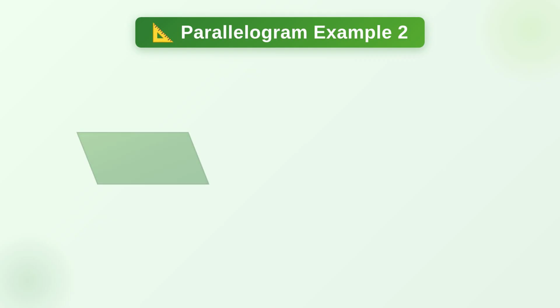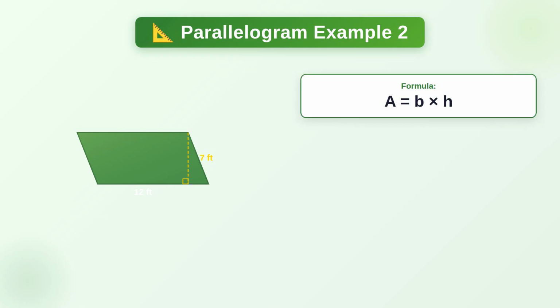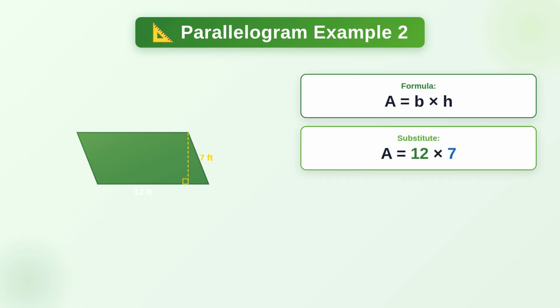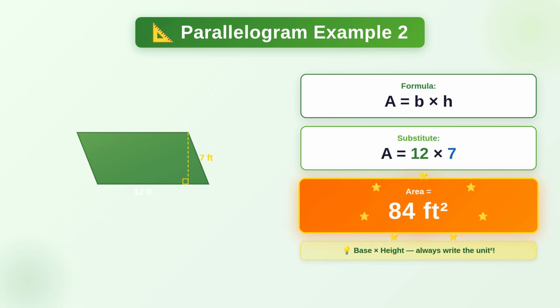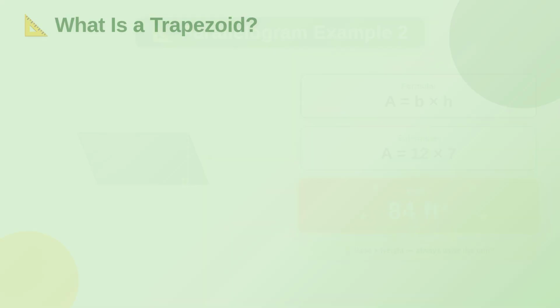One shape down. Ready for a slightly trickier one? This parallelogram has a base of 12 feet and a height of 7 feet. Don't let the bigger numbers scare you. Same formula. Area equals base times height. So A equals 12 times 7. Let's multiply carefully. 12 times 7 equals 84. So the area is 84 square feet. Maya's getting faster now. She doesn't even need to look at her notes. She just remembers base times height and always writes the squared unit at the end.